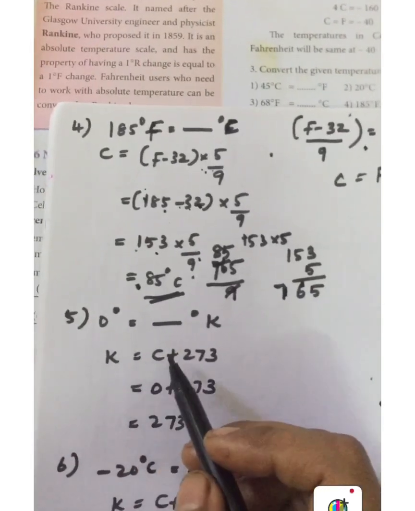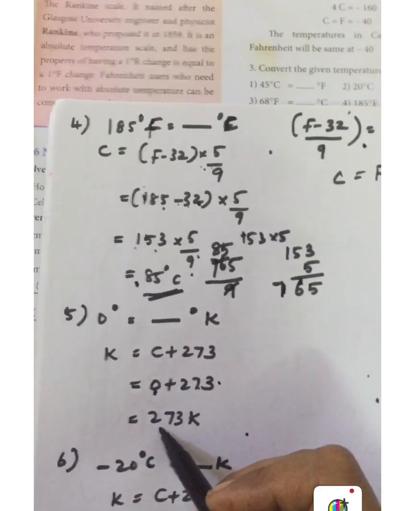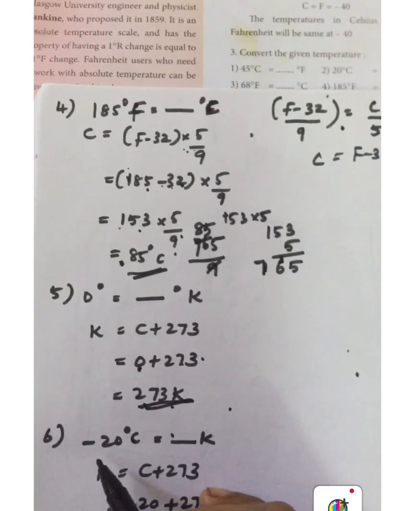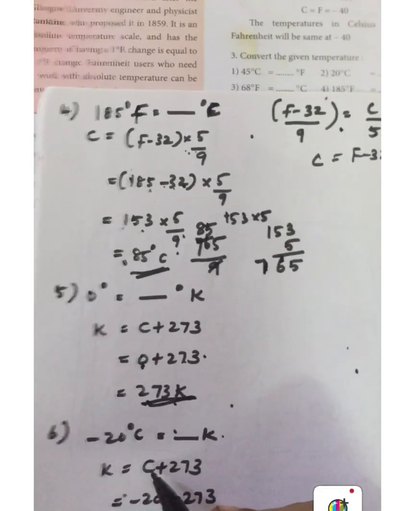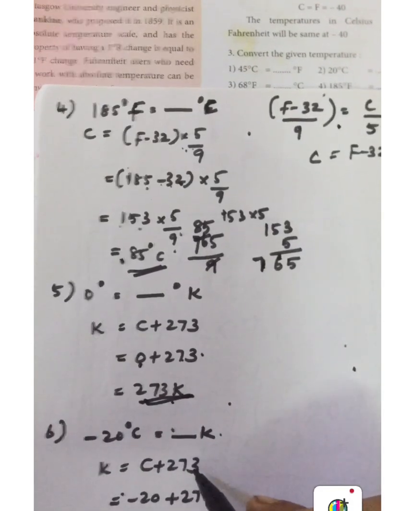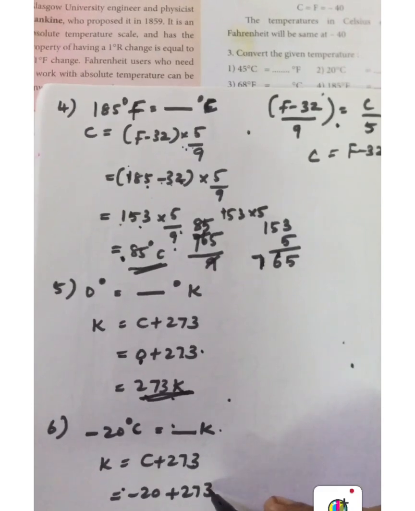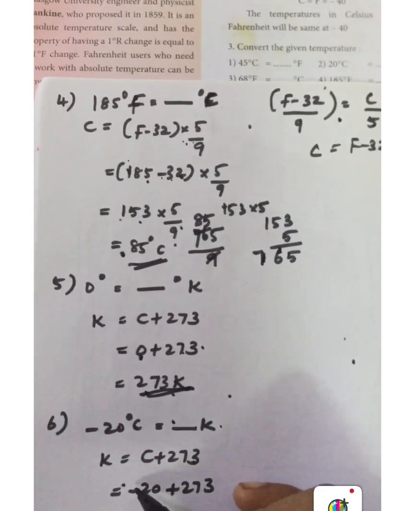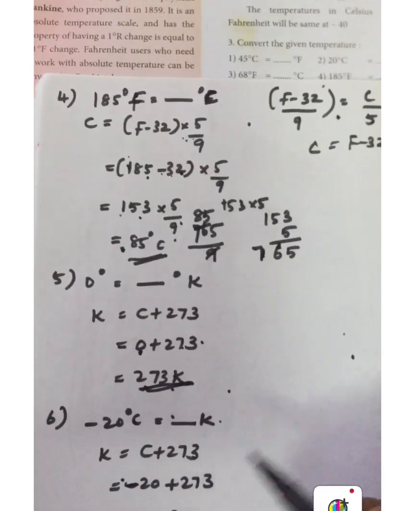Next, convert 0 degrees Celsius into Kelvin. K is equal to C plus 273. Here the C value is 0, so 273 Kelvin. Next, minus 20 degrees Celsius is equal to what in Kelvin? So K is equal to C plus 273. Here the value is minus 20 plus 273. Here minus 20 and plus 273. So plus and minus, 273 minus 20, 253.